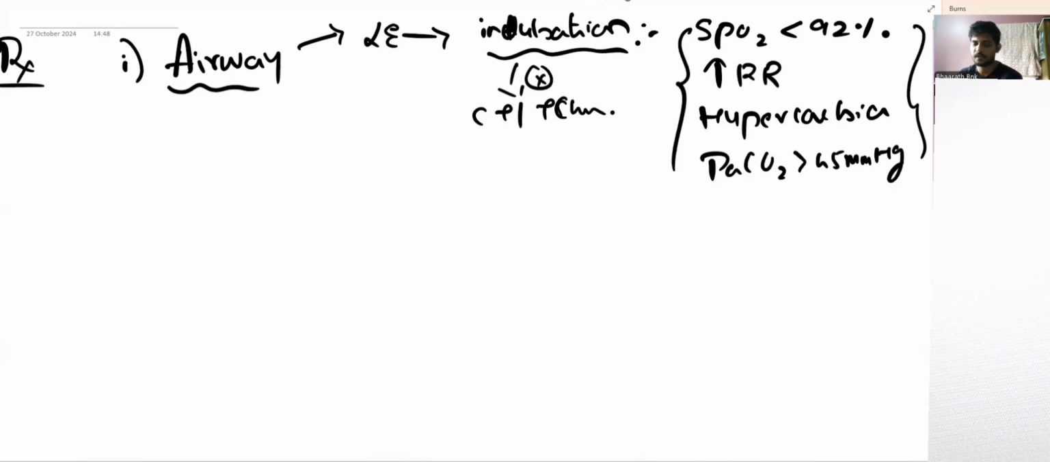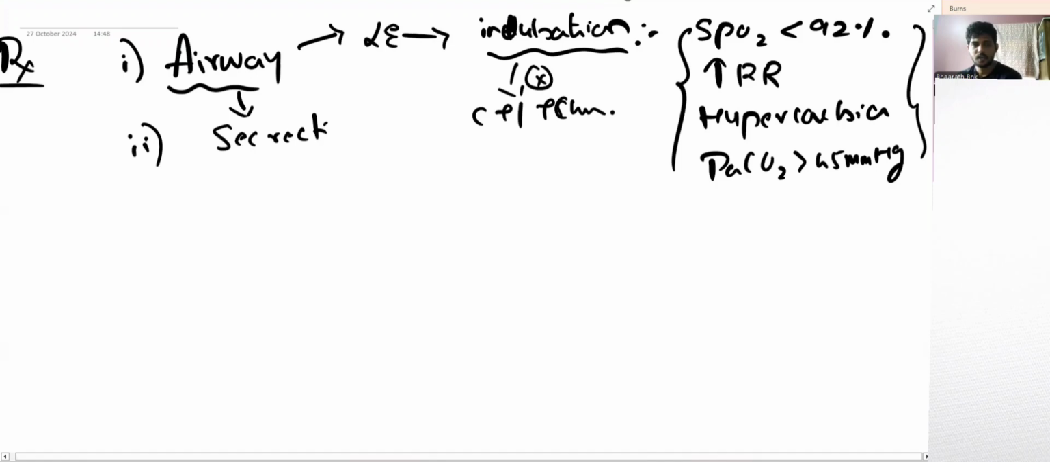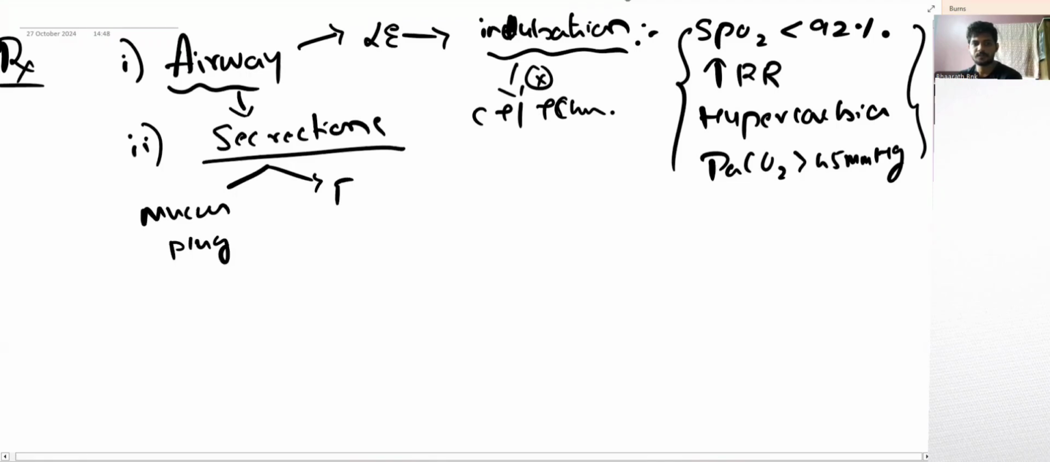So this is about airway. Second, the airway can be blocked by edema. The second thing is that it can be blocked by secretions. Now these secretions may be, as I told you, a mucus plug or it can be a fibrin cast.